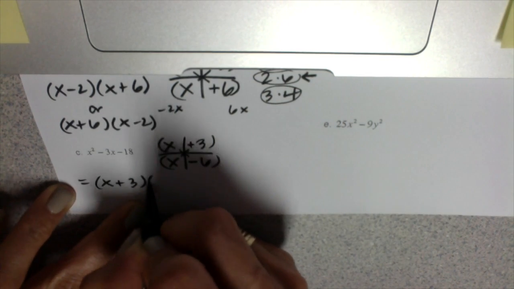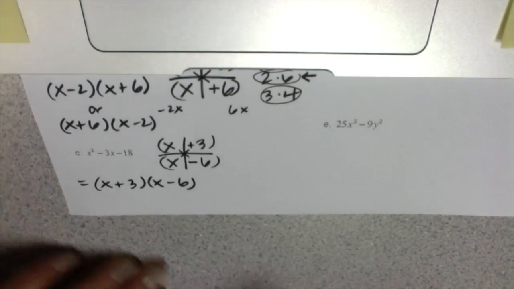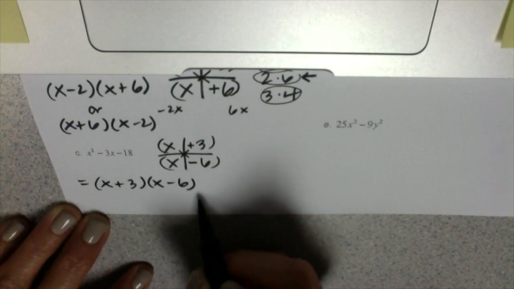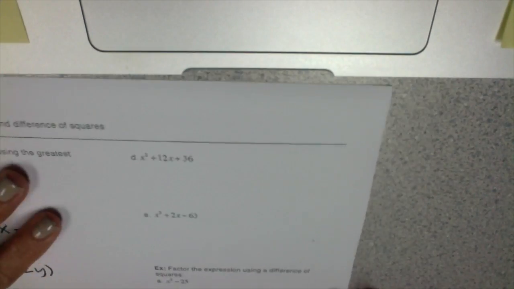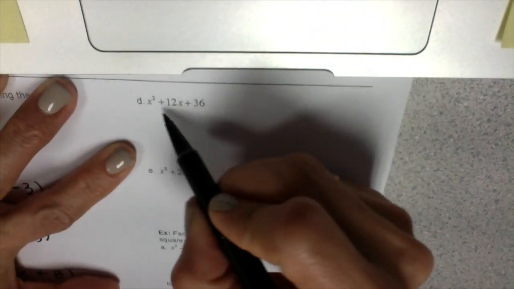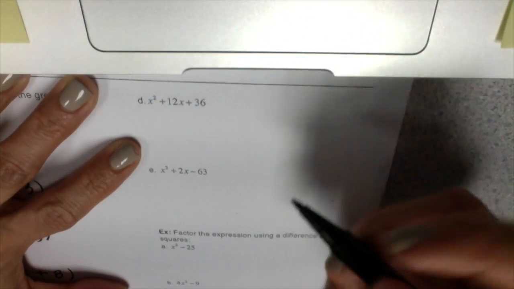x plus 3 times x minus 6. So here's your answer in this form. Don't leave your answer in a T-chart. Okay, let's do a couple more of these. We have x squared plus 12x plus 36.